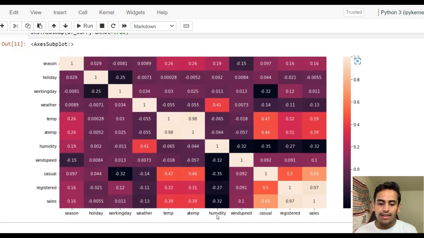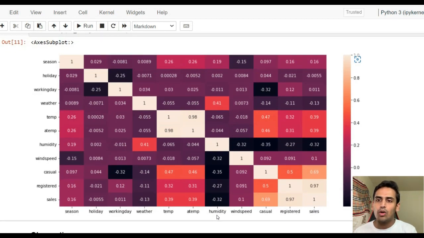So I can say that 0.32. Again, it's not a very strong relationship, which is supposed to be close to 1. But there is a relationship which is saying that whenever humidity is increasing, my sales are decreasing.